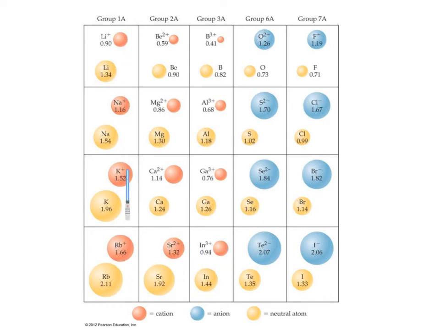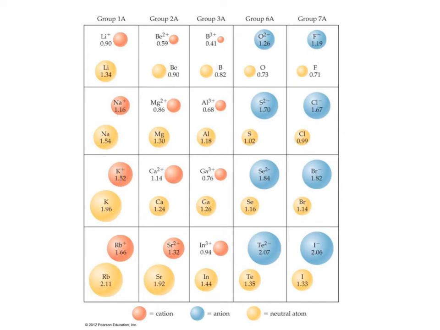And likewise, going down the column, ionic radii increase. Once again, because you are increasing the principal quantum number of those valence electrons, and there's increased shielding because there are more electrons between the valence shell and the nucleus.